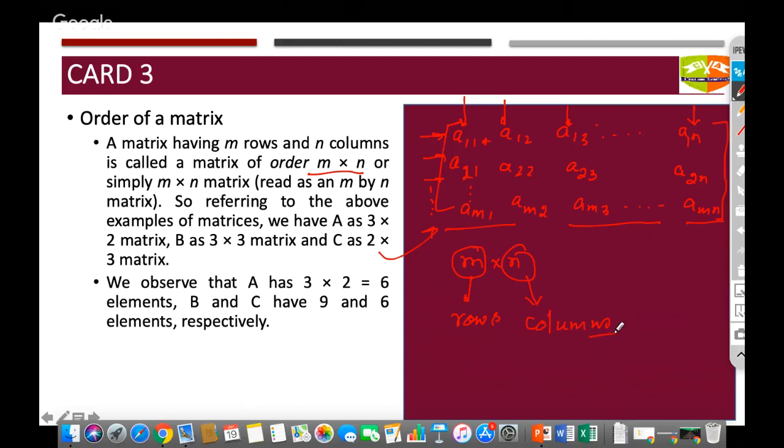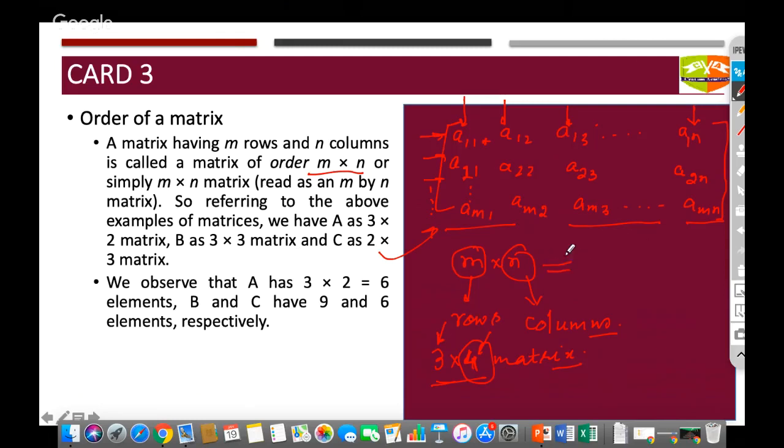There was a question which was given that in a 3 into 4 matrix, how many rows would be there? And I could see students making a lot of mistakes in this. There were people who had written that there are 4 rows and not 3 rows. So always remember the first one is the number of rows and the second one is the number of columns.